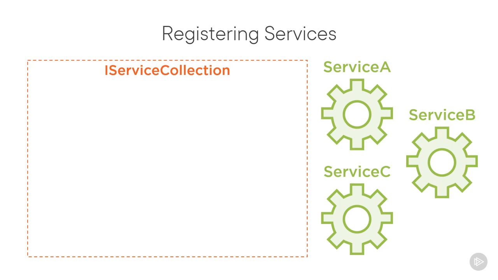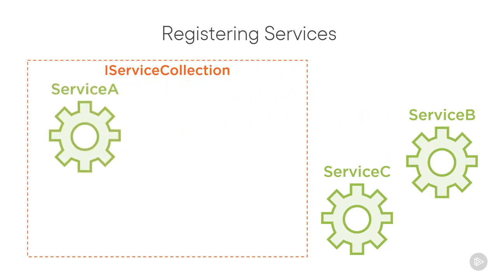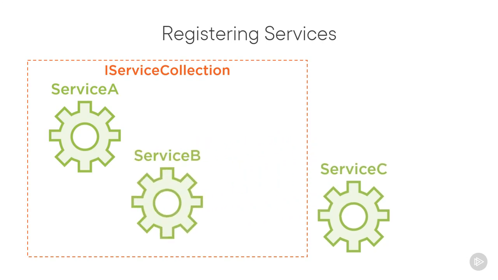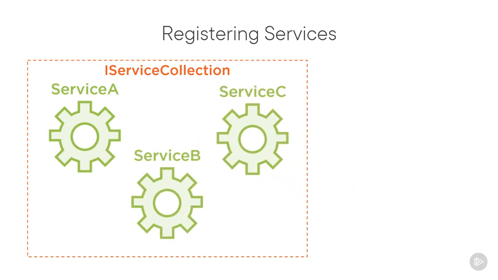To fix the runtime exception, we will use the Microsoft Dependency Injection Container built into ASP.NET Core. The dependency injection container is configured when the application starts by registering services with it. We register application services with an IServiceCollection. Any services that we expect to be injected at runtime must be registered with the IServiceCollection.